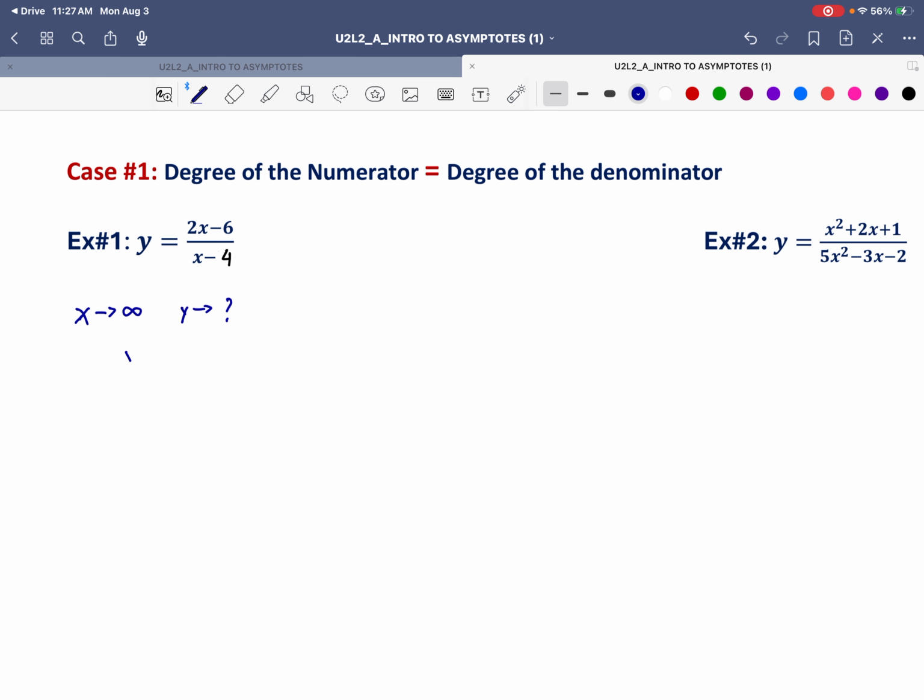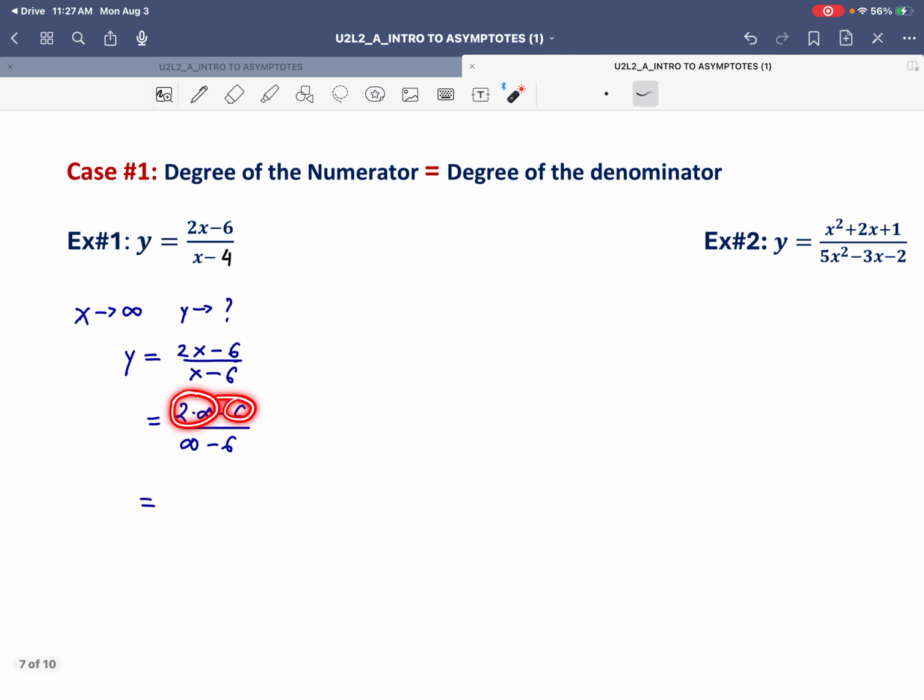So in order to do this, I'm going to rewrite my function here and make x equal to infinity. So 2 times infinity minus 6 over infinity minus 4. Let's see what we can get here. 2 times infinity, that's infinity. Infinity minus 4, that's infinity again. And this is when we run into a problem. If we were to evaluate the value of y, we get infinity over infinity, and we know this is undefined. We studied this at the beginning of this lesson.